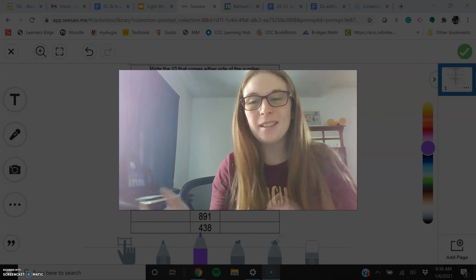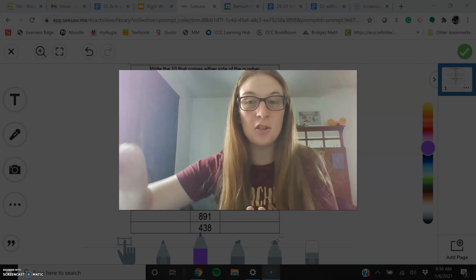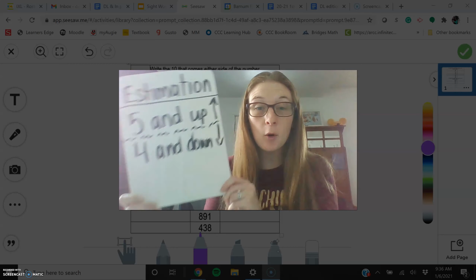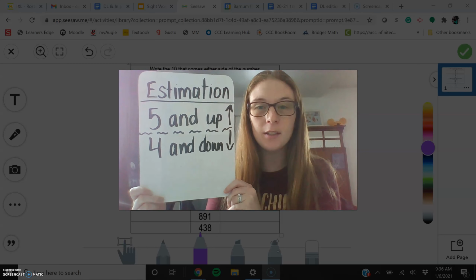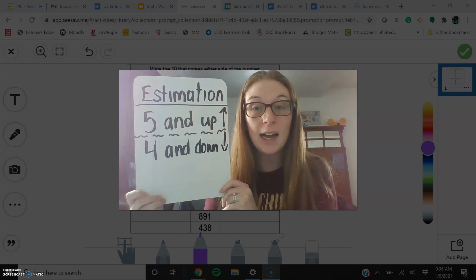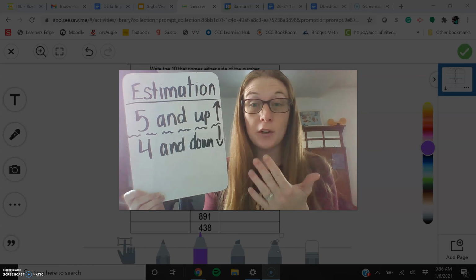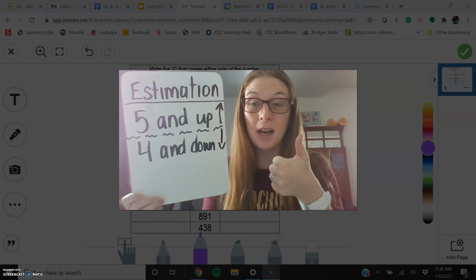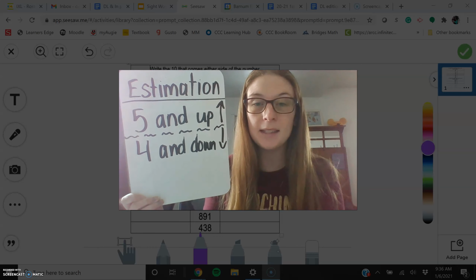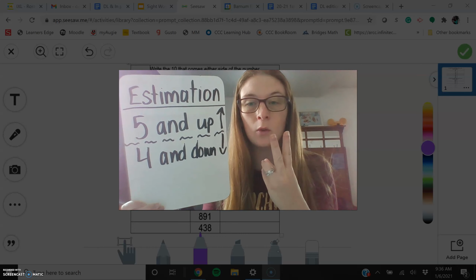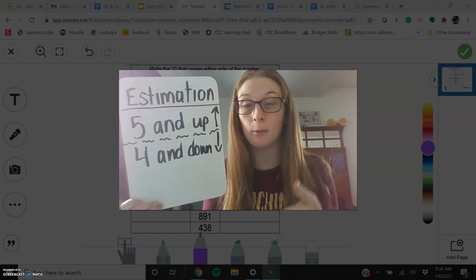Hey everyone, so this week we're going to be looking at estimation for part of our week. So remember when we estimate, whenever a number ends in a 5 or up, so that's 5, 6, 7, 8, or 9, we're going to round up. And if a number ends in a 4, 3, 2, 1, or 0, we would round down.